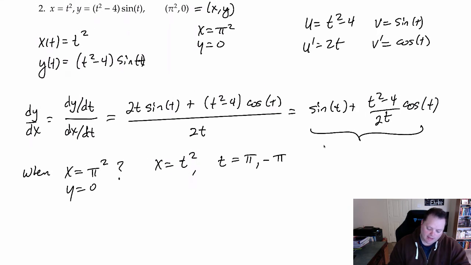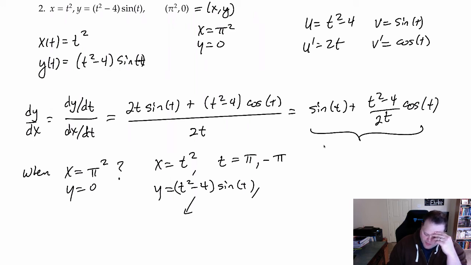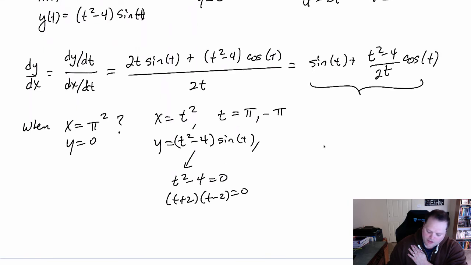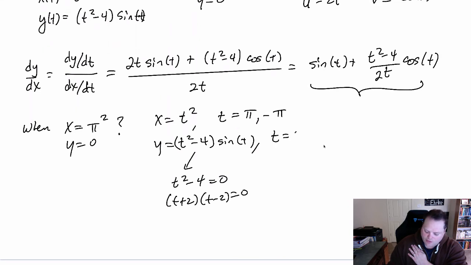Well, if you look at y, it is t squared minus 4 sine t. So all the places where this could be 0, from this first piece, t squared minus 4 equals 0. Well, this is a difference of squares. So it could be 0 at t equal to 2 or negative 2.